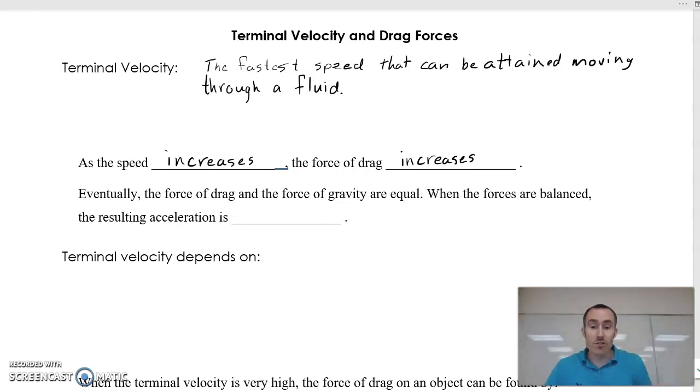And when those two things balance out, your acceleration becomes zero. So gravity had you speeding up and speeding up, but the amount that you're speeding up is decreasing as drag increases. So maybe you were accelerating at 9.8 meters per second squared, but as you speed up, your acceleration decreases to 9.5 and then 9, and then eventually it's going to make it to 0.